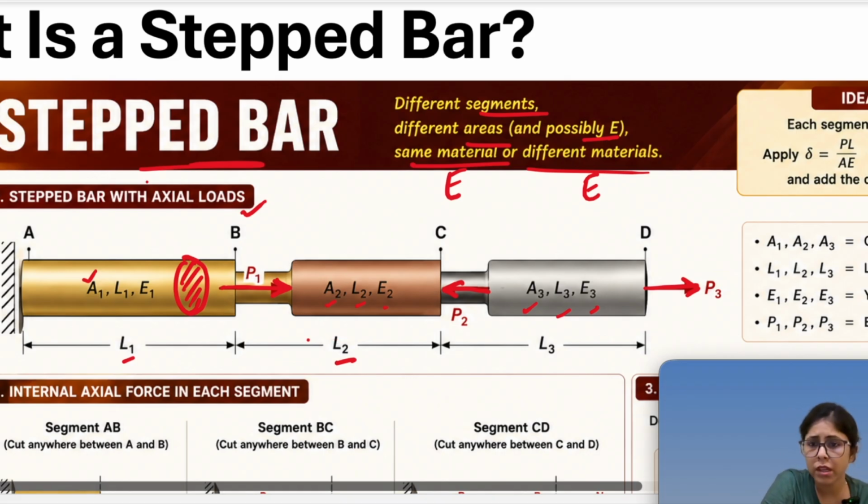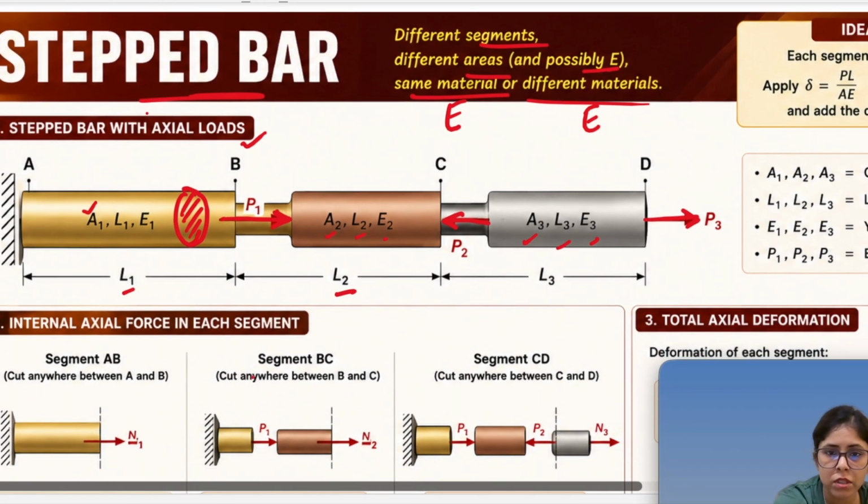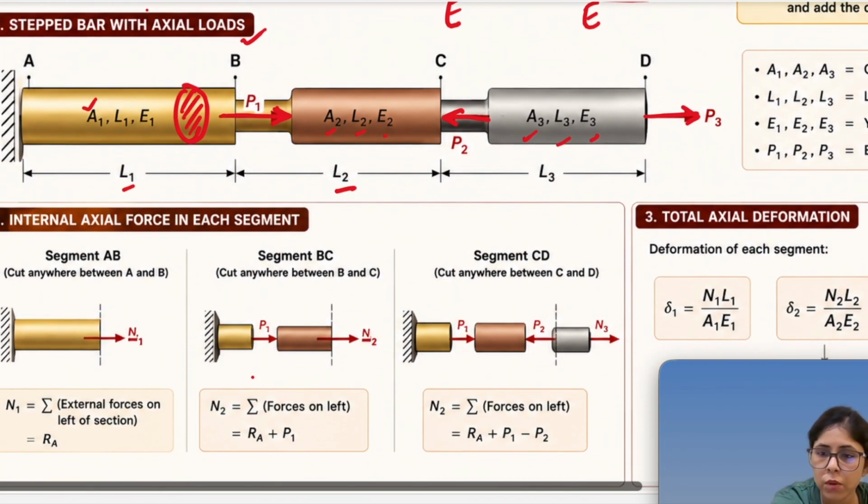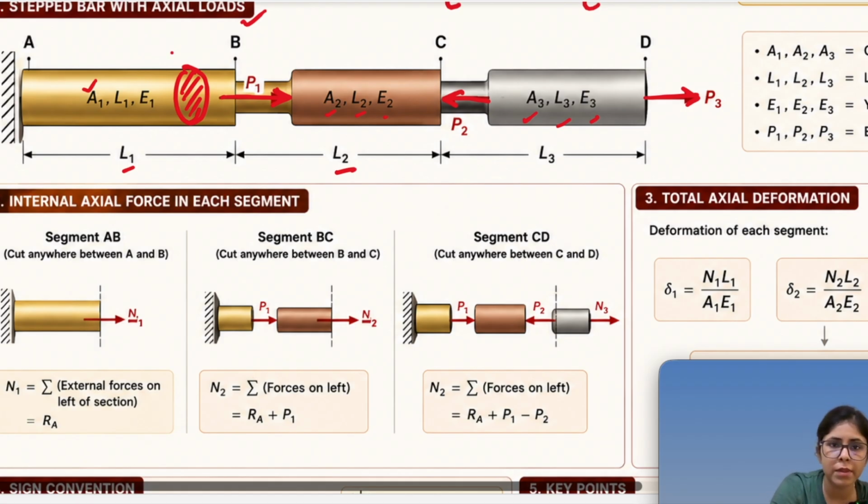Now we need to calculate the internal axial force in each segment. If I want to calculate the internal axial force, I'll put a cut here because I want to calculate the force, and let's say that force is N1. N1 will be the summation of all external forces on the left side. So on the left side, what is there? There is a reaction, Ra, right? So it's nothing but equal to Ra, whatever reaction comes on the support.